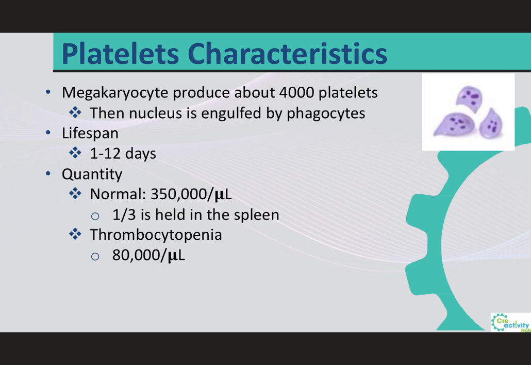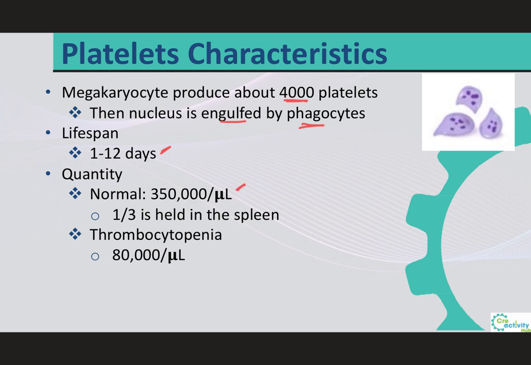Now, a mature megakaryocyte will gradually lose all of its cytoplasm, and in this process, it will produce around 4,000 platelets before the nucleus is engulfed by phagocytosis or broken down for recycling. Platelets are continually replaced. An individual platelet will circulate for about 1 to 12 days before it's removed by phagocytosis. In fact, 1 microliter of circulating blood contains an average of 350,000 platelets.